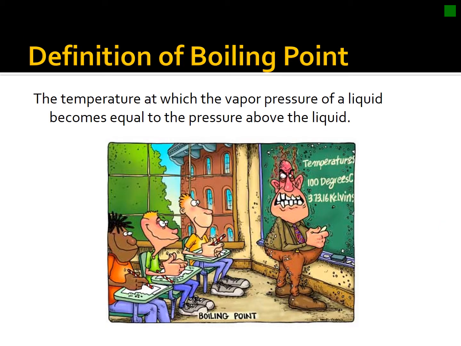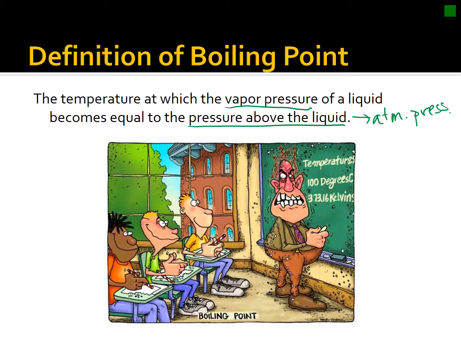Let's move on to boiling point. The boiling point is the temperature at which the vapor pressure of a liquid becomes equal to the pressure above the liquid, which means your atmospheric pressure. What is atmospheric pressure? Atmospheric pressure is all of the pressure caused by the atmosphere. That's what we're typically dealing with when we're boiling water, because we're open to the atmosphere. If you're in a closed system, then it's whatever the gas is right above that liquid, because it's not open to the atmosphere.